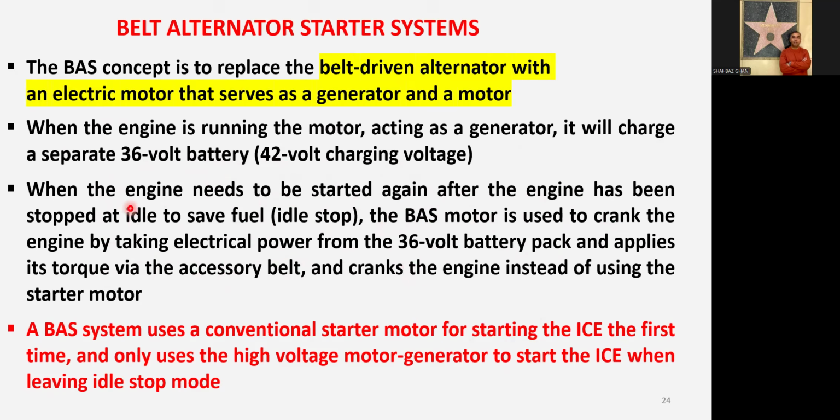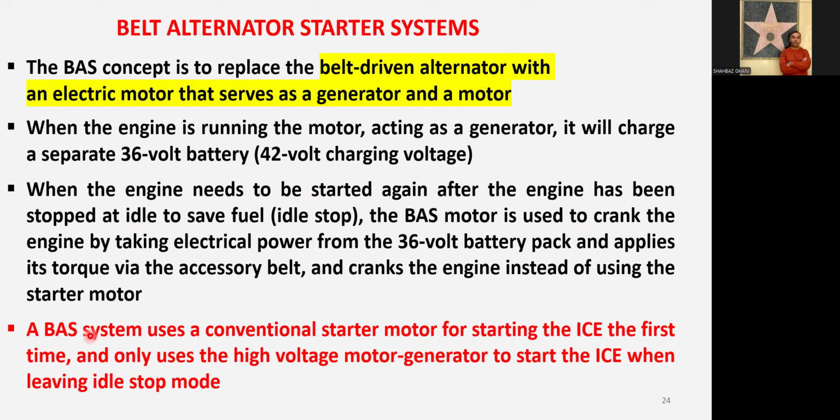So when your engine needs to be started again after the idle stop, the belt alternator starter system motor is used to crank the engine by taking the electrical power from your battery source, that is the 36-volt battery pack, and applies its torque via the accessory belt and cranks the engine instead of using the starter motor, which we use in a conventional vehicle.